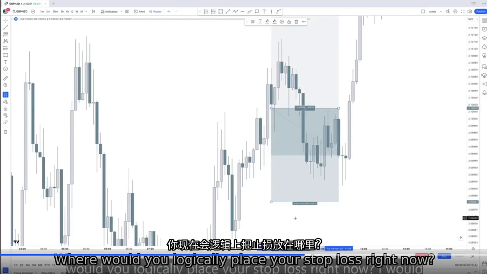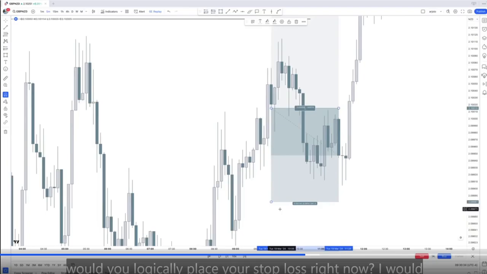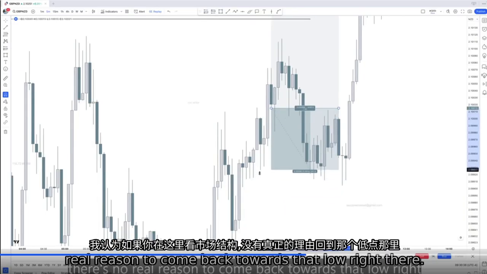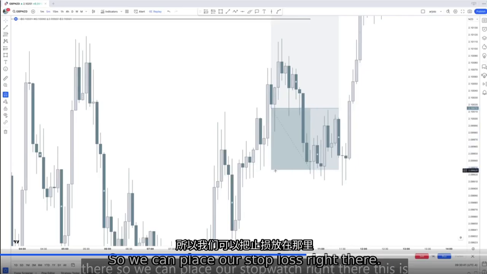Where would you logically place your stop loss right now? I would argue that if you're looking at market structure right here, there's no real reason to come back towards that low right there. So we can place our stop loss right there.